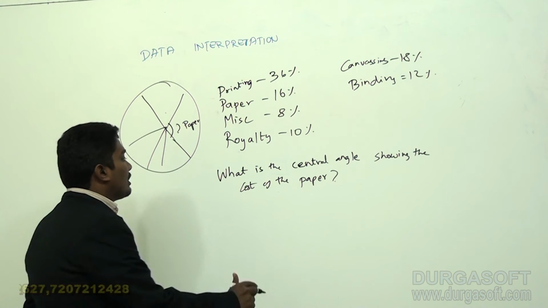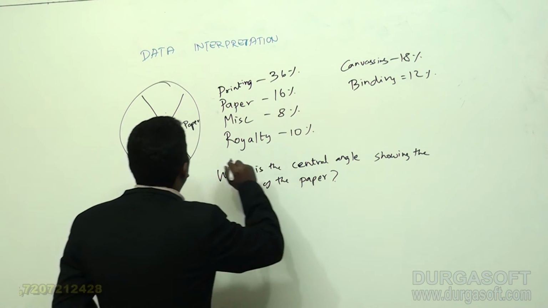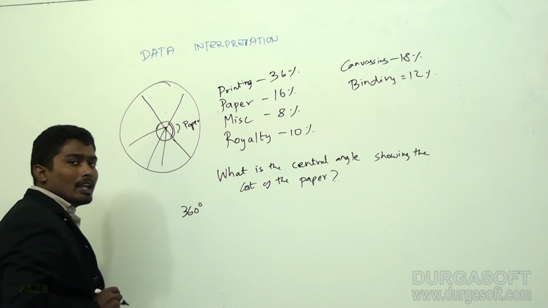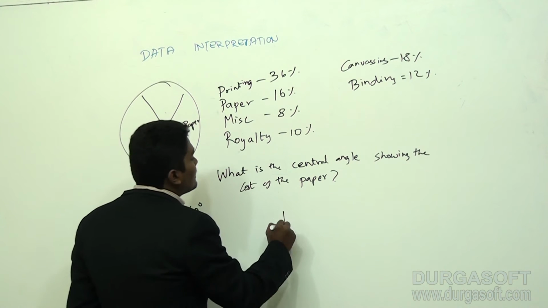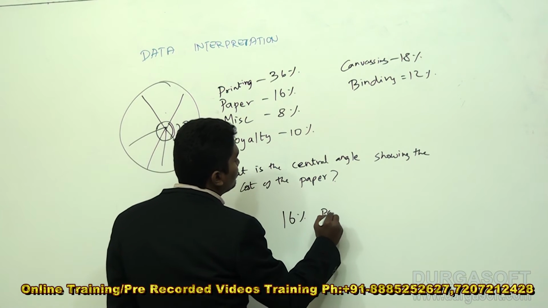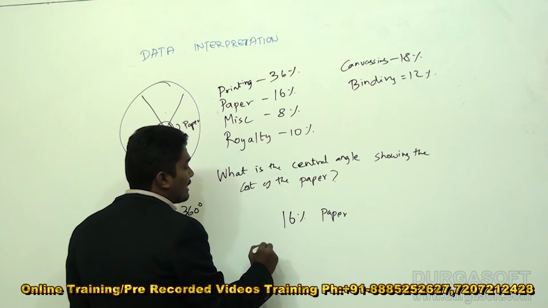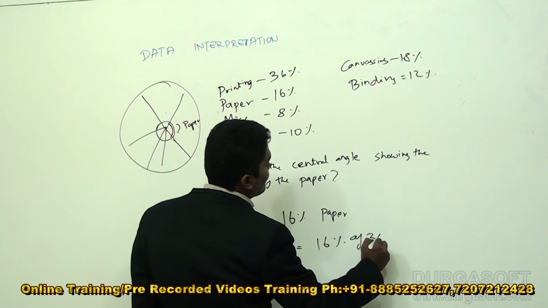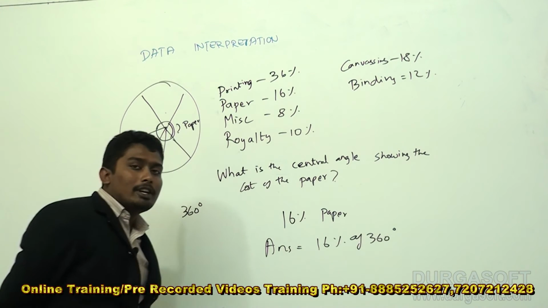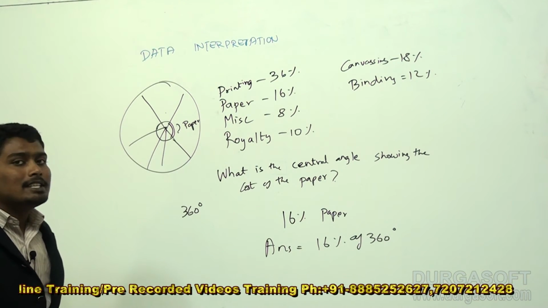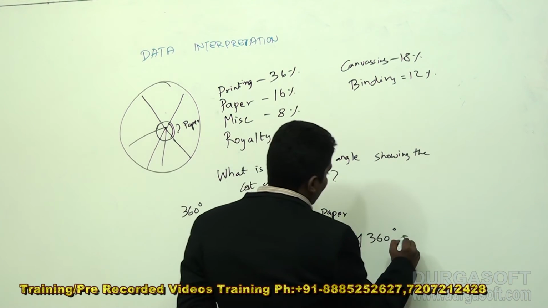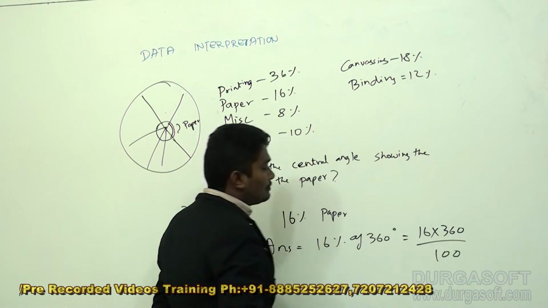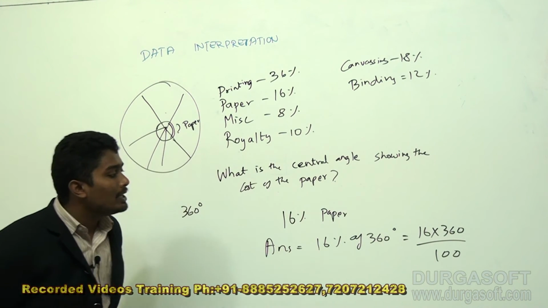Now for the angle showing the cost of paper, I can say that the total angle in this circle will be 360 degrees. In this 360 degrees, 16% is paper. So my required answer will be equal to 16% of 360 degrees. I already know that A percentage of B, the formula is A into B by 100. In this case it is 16 into 360 divided by 100.